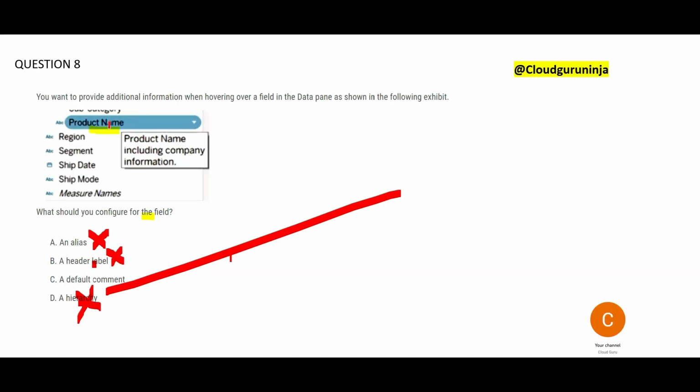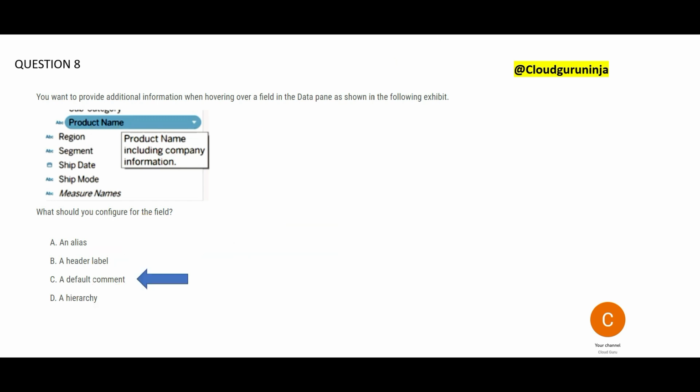So here essentially that is what is happening. Product name, you hover over it, it will describe more about it. Okay, that is the default comment that is coming. So this is our answer. In a nutshell, it is common sense. Header label is about labels on the top of your field. Hierarchy has nothing to do with this question, because hierarchy is about displaying anything at a year, quarter, month, week level. That is wrong. And then we already looked at alias, so that's why this is our answer.